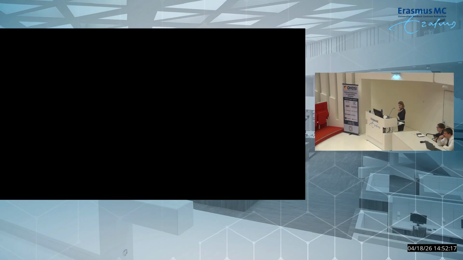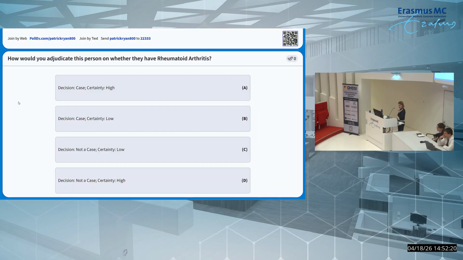To do that, we are going to go to Poll Everywhere. So you are going to go to pollev.com/Patrick Ryan. Of course, that is the Poll Everywhere that we use all the time. Patrick Ryan 800. Is it 800?